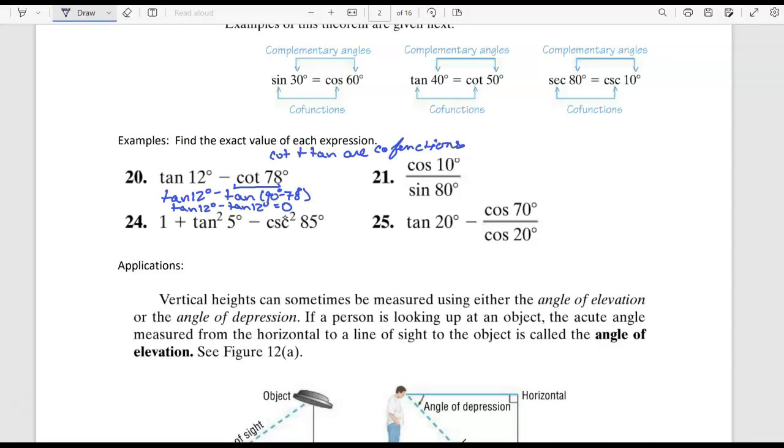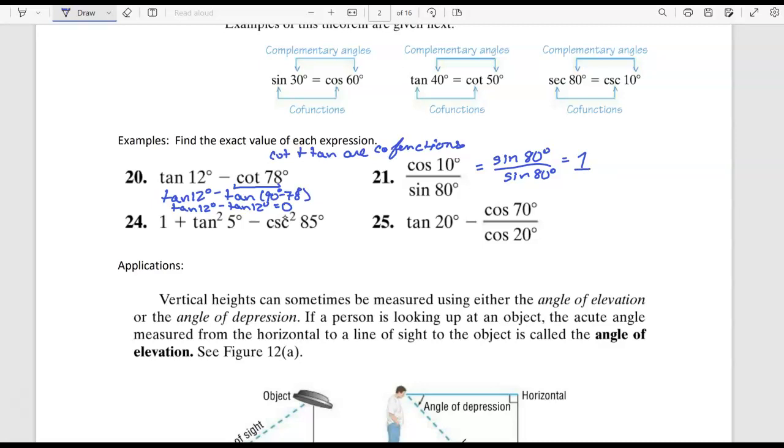So we could do the same kind of thing on 21. We've got cosine of 10 over sine of 10, so we know that cosine and sine are cofunctions of each other. So cosine of 10 is the same thing as the sine of 80, because 80 plus 10 adds up to 90. And that's going to be over sine of 80, and that's going to be equal to 1. And then let's do one more.